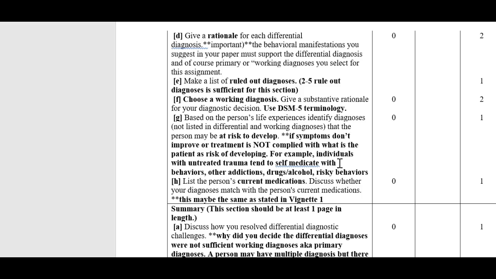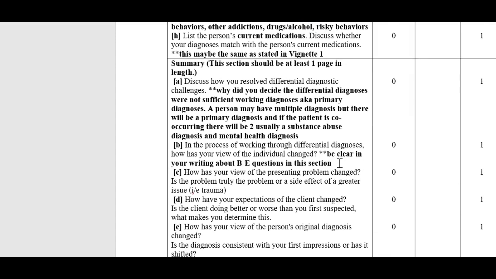And then lastly, you want to list the current medication. This may be the same as in Vignette 1. The only thing that would be different is if the diagnosis changes. So if from Vignette 1 to Vignette 2, you feel the diagnosis is no longer consistent, you might say the client has been encouraged to have a psychiatric med management appointment to review medications, right? So if the diagnosis changes, it's possible that the medications may change depending on what the changes are, okay?